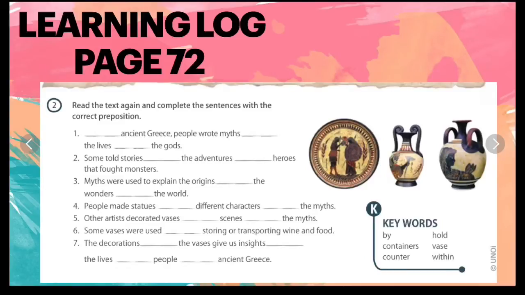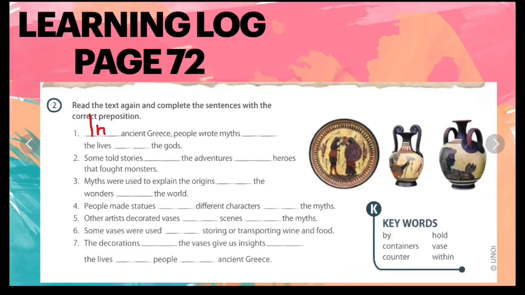For example, number 1 says, blank in ancient Greece, people wrote myth, blank the lives, blank the gods. So over here you have to go back and see where that sentence is. Once you've located it, find the prepositions. Remember that prepositions can be by, next to, under, between. Those are prepositions. According to the passage, you have to write the preposition. In this case, I will help you: it will be in ancient Greece.